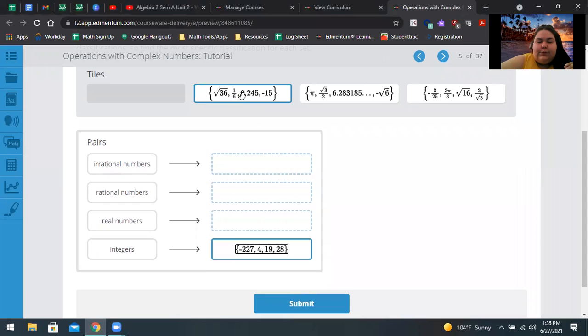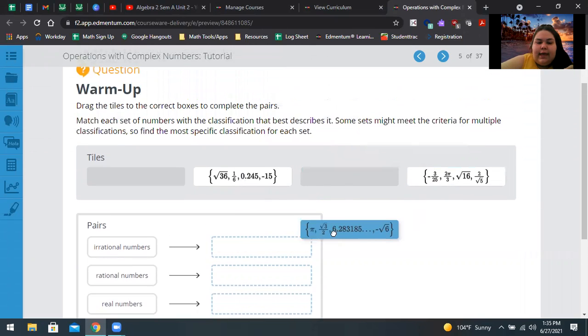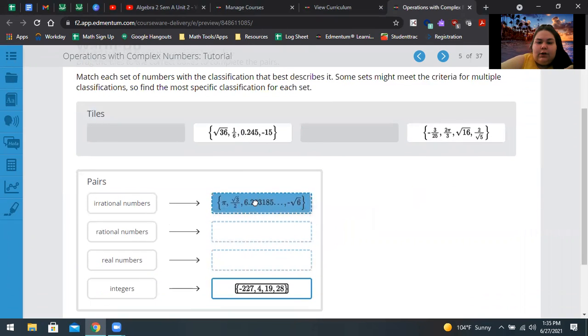I'm going to hold off on this one for right now, but this one here, pi, square root of 3 over 2, 6.283185, and then negative square root of 6. Especially pi, these are considered irrational numbers. And the next one does contain pi, but again, these are values that are considered irrational.